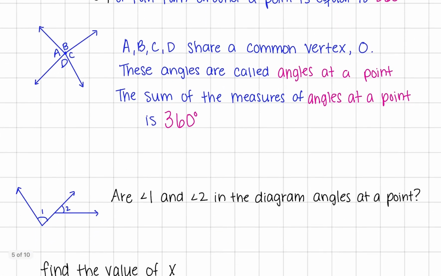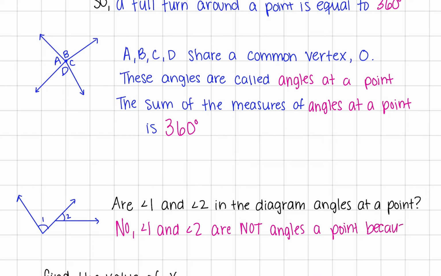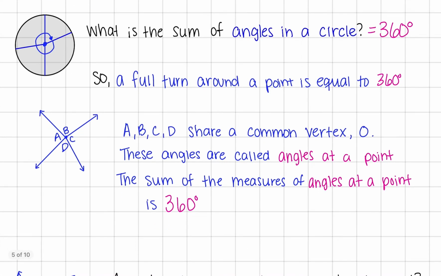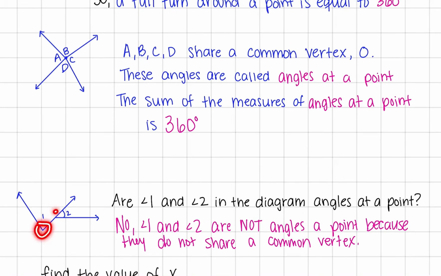Okay? Now, are angles 1 and angle 2 in the diagram angles at a point? No. Angle 1 and angle 2 are not angles at a point because they do not share a common vertex. Remember our definition, okay? Angles at a point share a common vertex, okay? So if they don't share a common vertex, like this is the vertex of angle 1 and this is the vertex of angle 2, they do not share the vertex. They are not angles at a point.